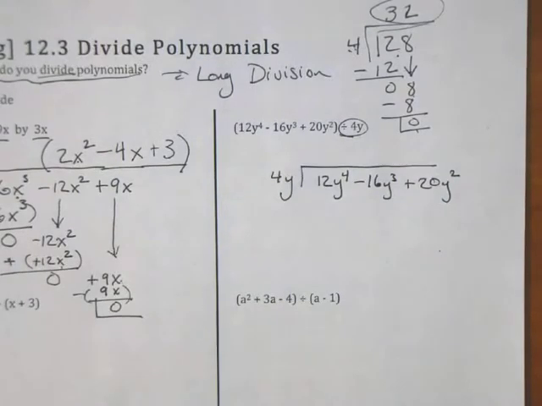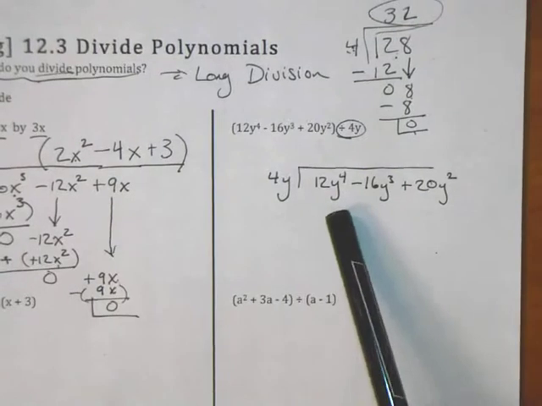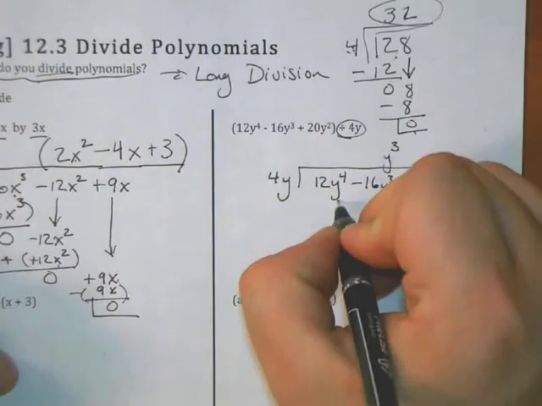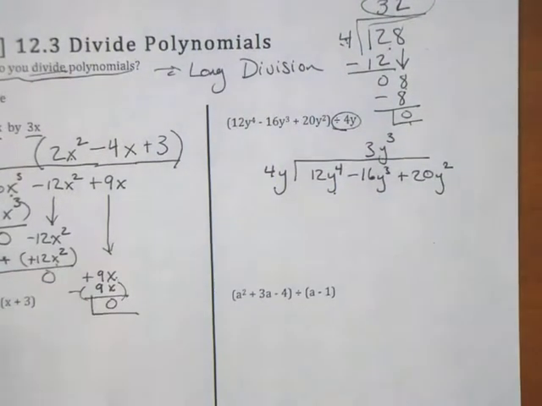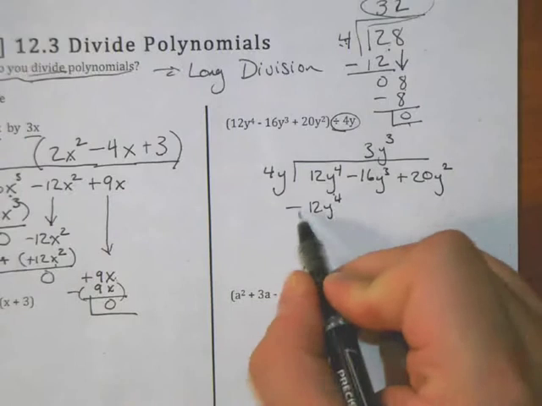Alright, so we'll set it up just the same way. We'll take the first group and put it underneath. We'll take the second group, the one we're dividing by, and put it in front. Then we'll ask, what times 4y gives the first group? We need a y to the third, and we need a 3. And 4y times 3y to the third is exactly 12y to the fourth.